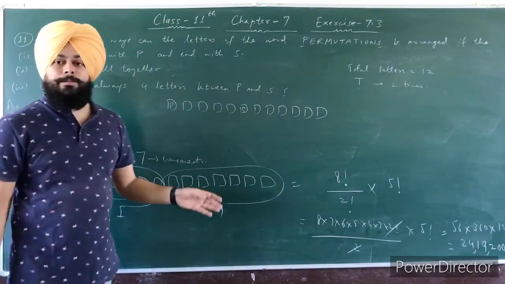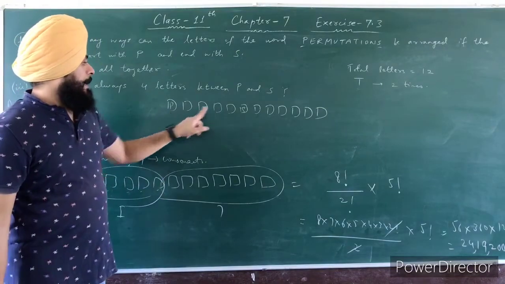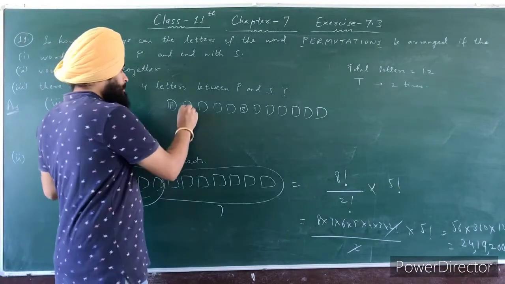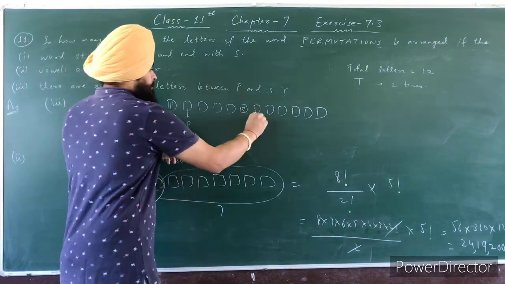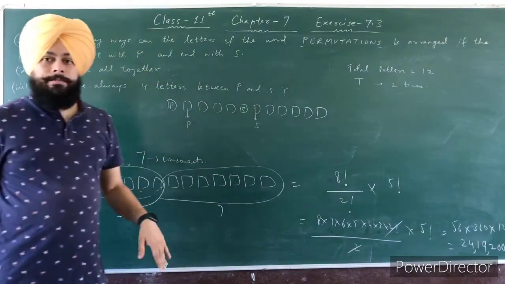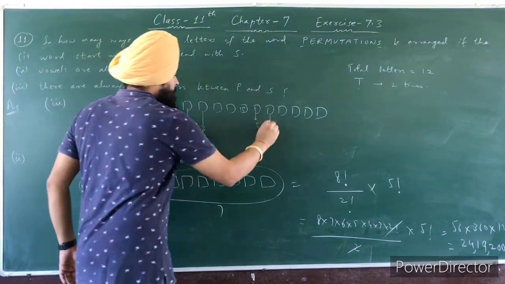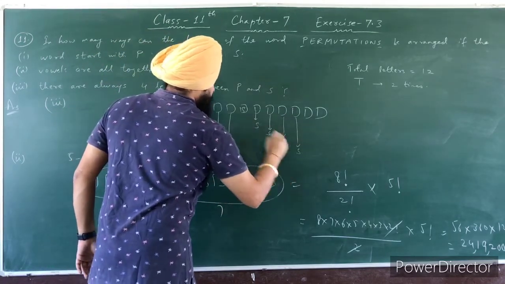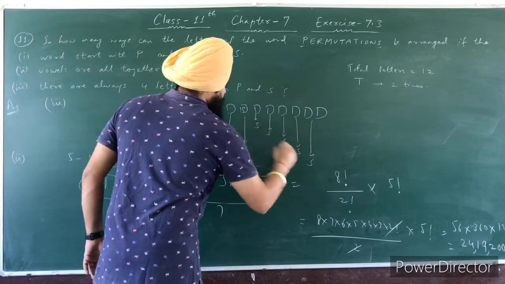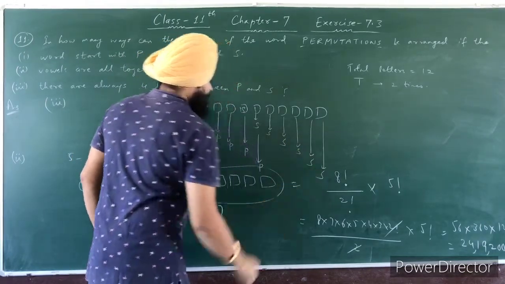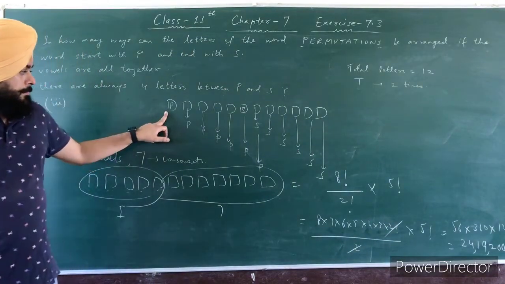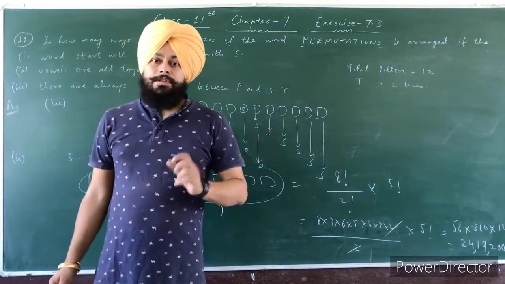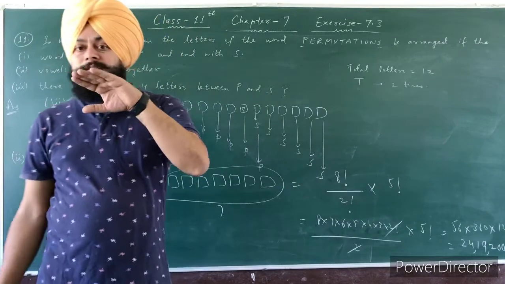So this is our first possibility. P and S with 4 letters in between, 1, 2, 3, 4. This is the first way. Second is if you write P here, then S comes here. This is the second way. Third is if you write P here, then S comes here. Similarly, if you shift P one place each time, S shifts accordingly. So check here, 1, 2, 3, 4, 5, 6, 7.